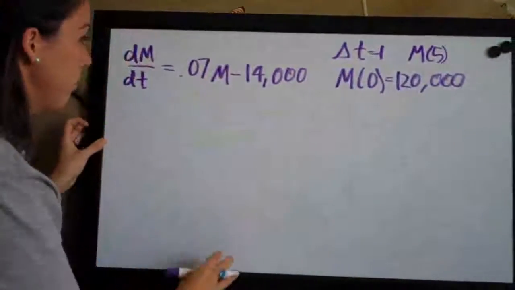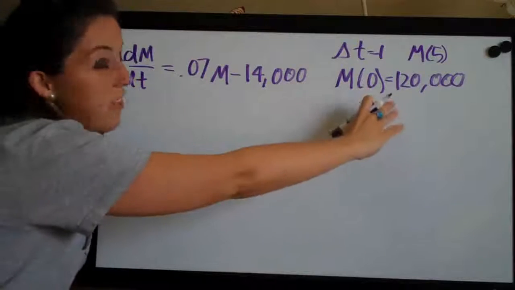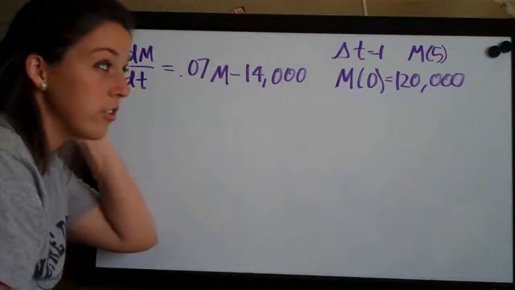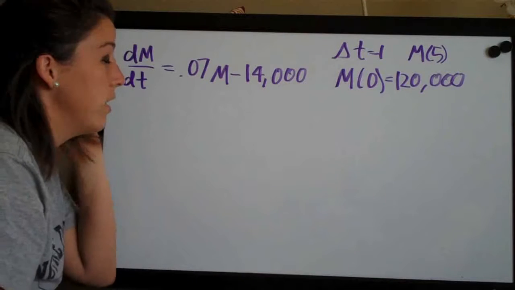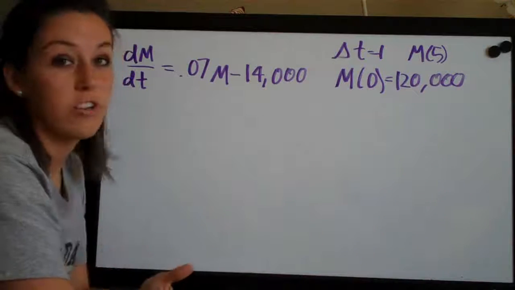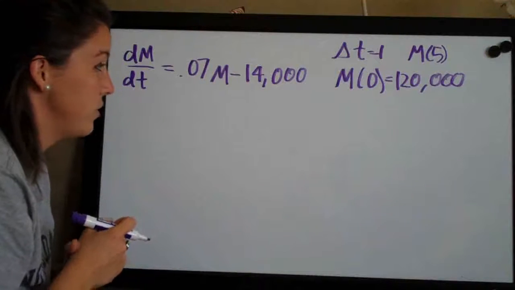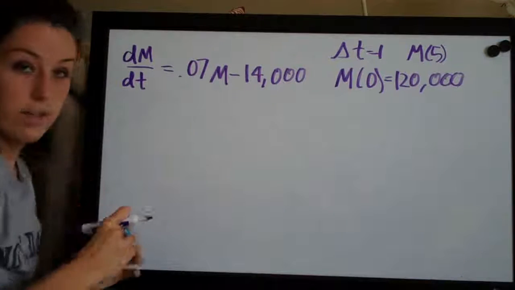So we're given this problem. It's an initial value problem because we have this function and then the initial condition, but we're asked to use Euler's method to estimate m of 5. So essentially it's a Euler's method problem. And when we have a Euler's method problem, the first thing that we want to do is make a chart.